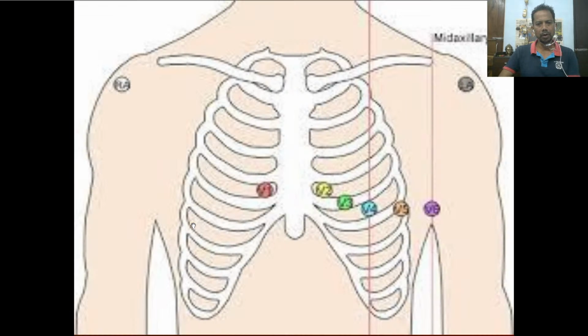Okay. Now, we will learn how to attach the leads. In the fourth intercostal space on the right side, you will place V1, then V2 on the left side of the sternum in the same space, then V4 in the fifth intercostal space, mid clavicular line, V3 in between V2 and V4, then V5 in the same fifth intercostal space at the anterior axillary line, and V6 you will place in the mid axillary line. Okay, so this is the conventional placement of the anterior chest leads. There are 6 anterior chest leads.